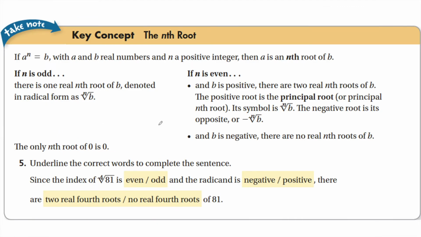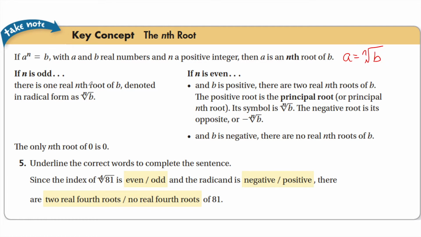Key concept, the nth root. If a raised to the n equals b, with a and b being real numbers, and n is a positive integer, then a is an nth root of b. In other words, since it looks like this, we can also rewrite it as a is going to equal the radical sign with an n, or the nth root of b.